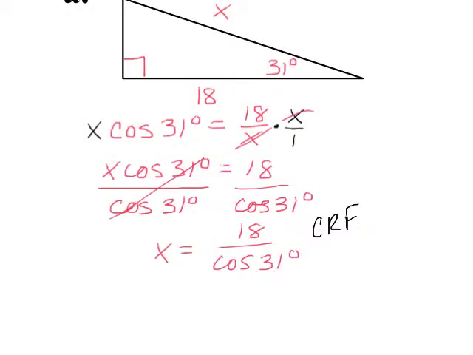Now let's use our calculator. We're going to take 18 and divide it by the cosine button on your calculator, and type that in. If we round to the nearest whole number, we come up with X to be about 21 units long.